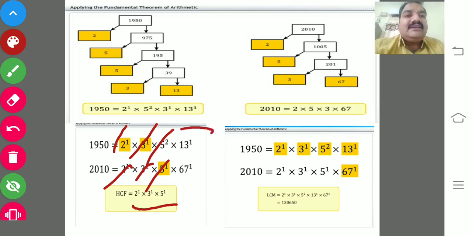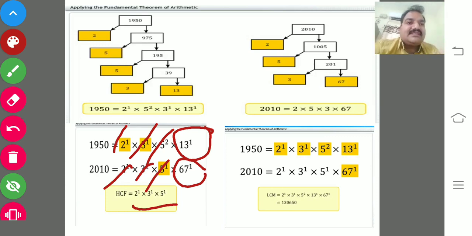So 13 is here, but 13 is not there in 2010 as a product. No need to consider. 67 is here, but 67 is not there in 1950. No need to consider. It should be common in both. The prime number should be common. How many times that prime number is repeated doesn't matter, we will talk later.